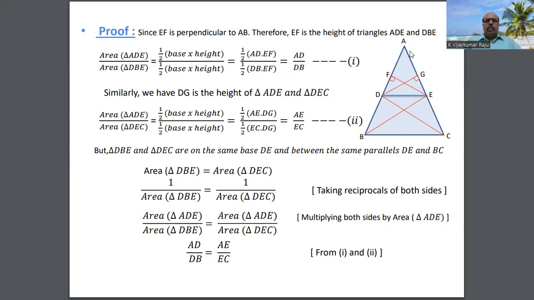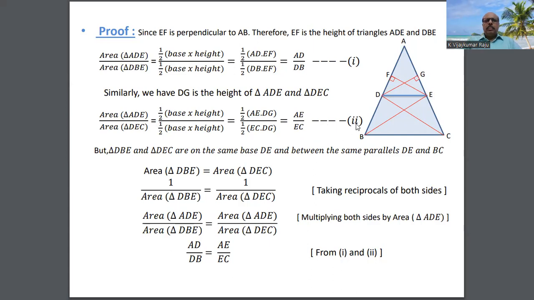Now let us take the triangles from this side. So here DG is the height of triangle ADE and also of triangle DEC. So DG is the height of both the triangles. So when you take the ratio, area of triangle ADE upon area of triangle DEC, you get half into AE into DG upon half into EC into DG, which is equal to AE upon EC.